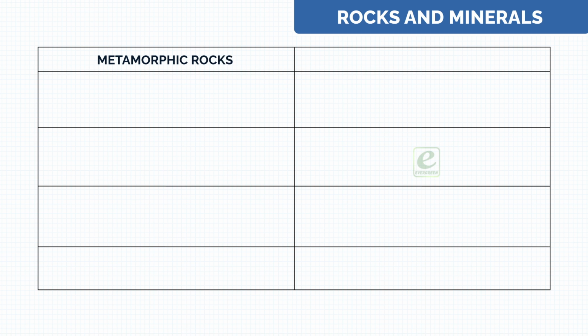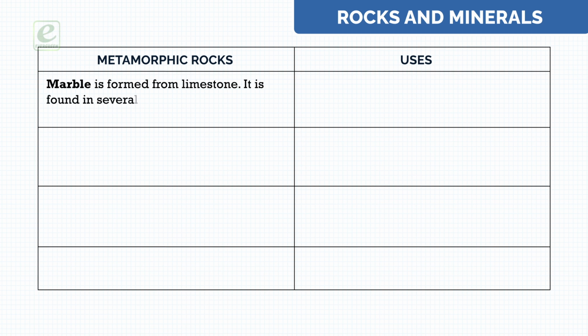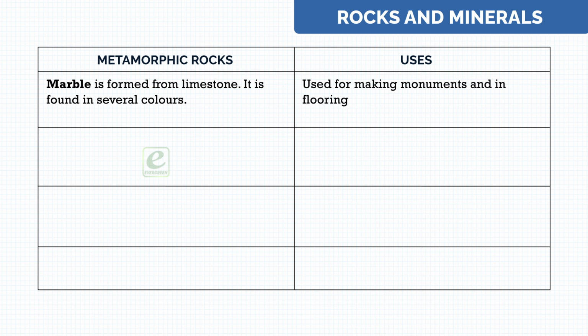Metamorphic rocks. Uses. Marble is formed from limestone. It is found in several colors. Used for making monuments and in flooring. The Taj Mahal is an example made of white marble.